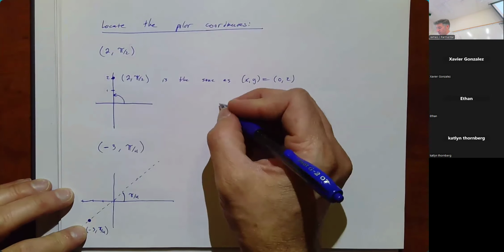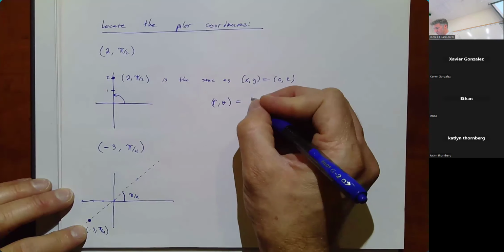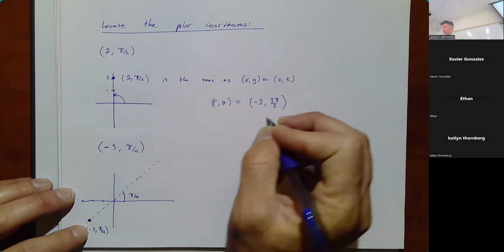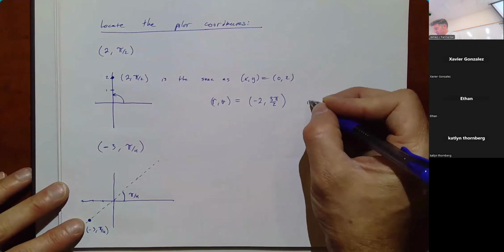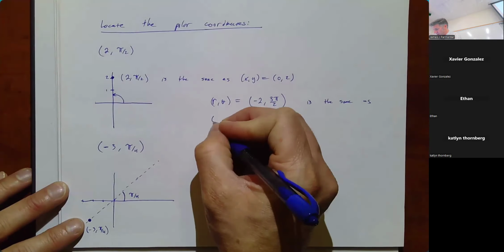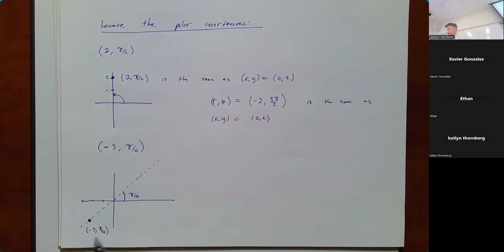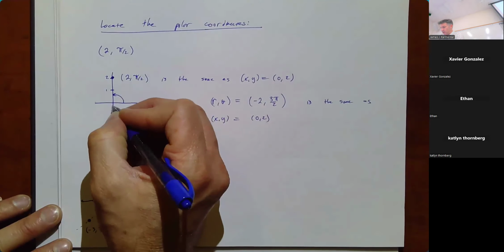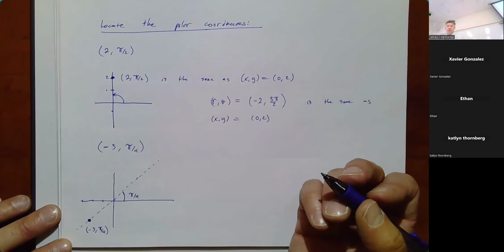For example, the polar coordinate r, theta equal to negative 2 comma 3 pi over 2 also ends up at the same point as the xy coordinate 0 comma 2. Right? If we do an angle of 3 pi over 2 and then go in the opposite direction 2, we're going to end up at that same top point there.